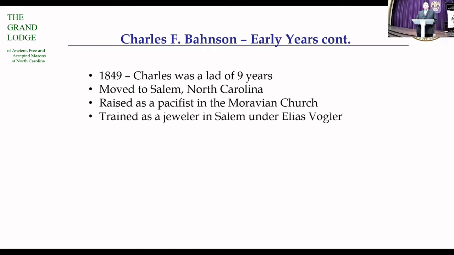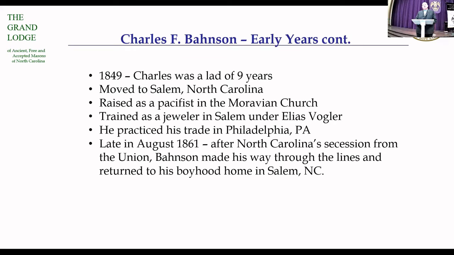He was raised as a pacifist in the Moravian church, and he trained as a jeweler in Salem under a gentleman by the name of Elias Vogler. He practiced his trade in Philadelphia, Pennsylvania for quite some time after he left Salem to go to Pennsylvania with his father and his new wife. And then late in August of 1861, after North Carolina's secession from the Union, Bahnsen made his way back through the lines and returned to his boyhood home in Salem.